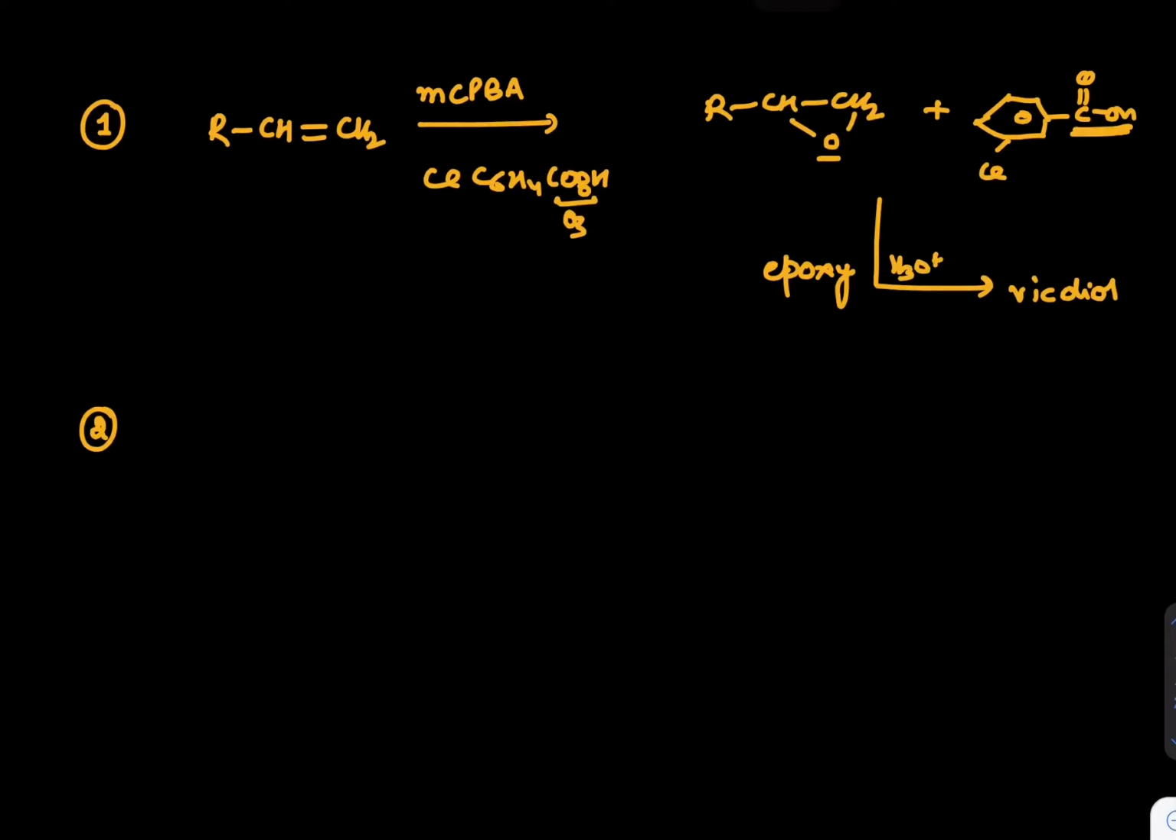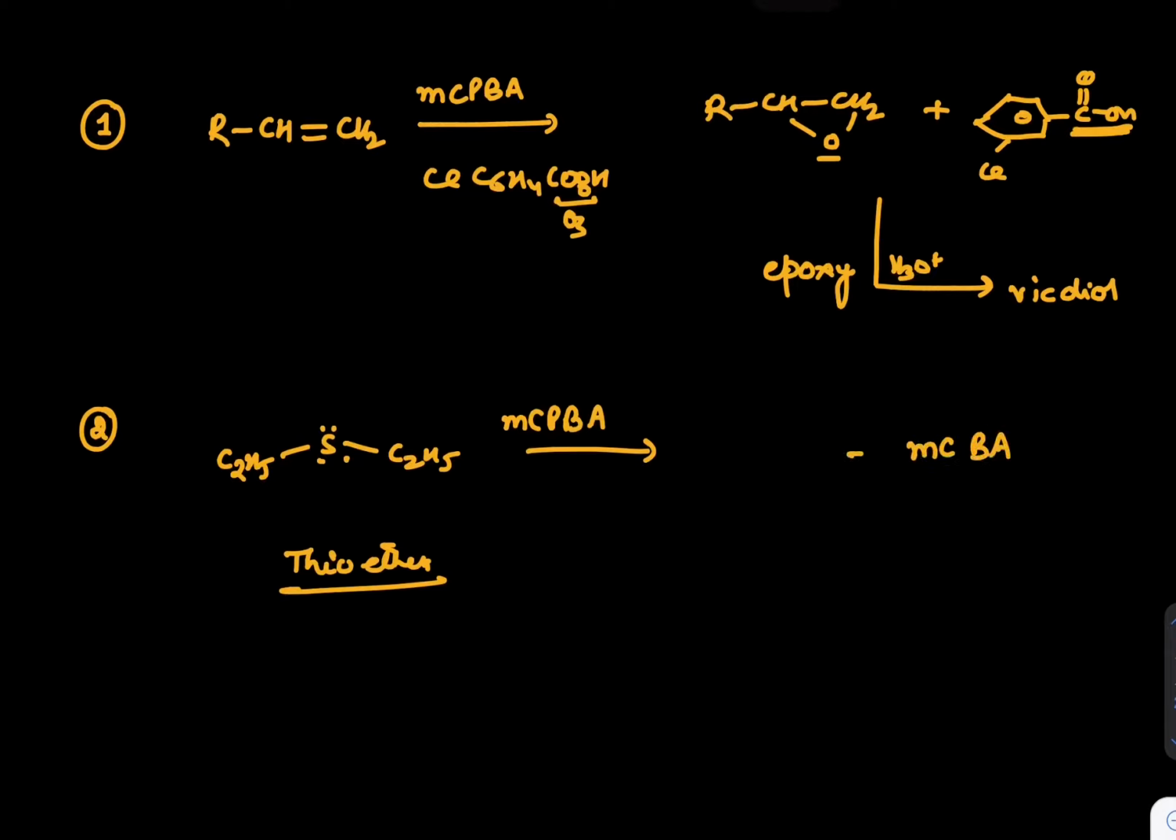Now the next example could be, let's say we have C2H5-S-C2H5. It's basically a thioether. Thio as in sulfur, ether, you know. So in place of oxygen, if I'm using sulfur, it is known as a thioether. And then we use mCPBA, meta-chloro-per-benzoic acid. So we get meta-chloro-benzoic acid, mCBA, as a product.